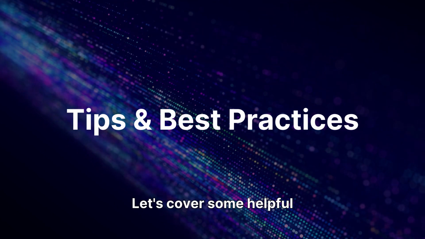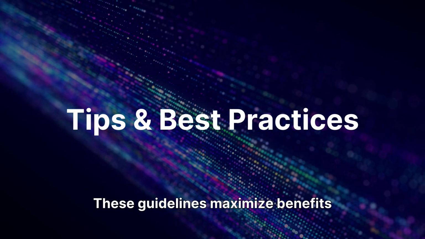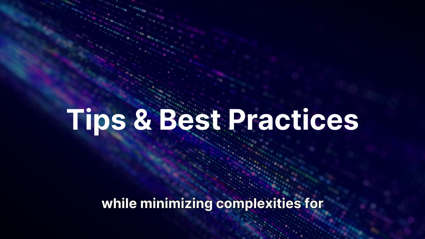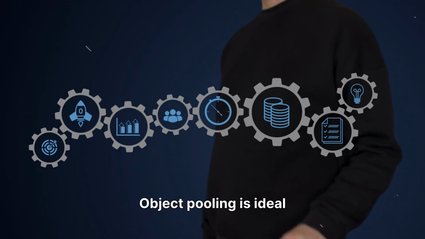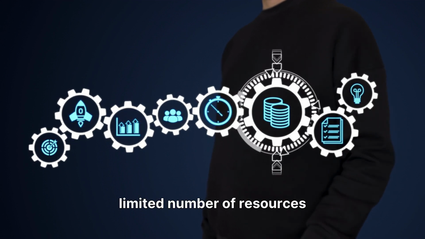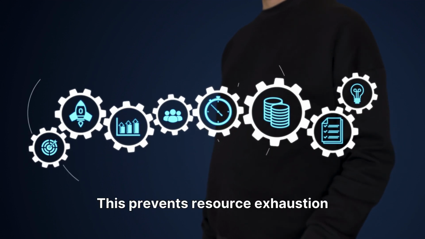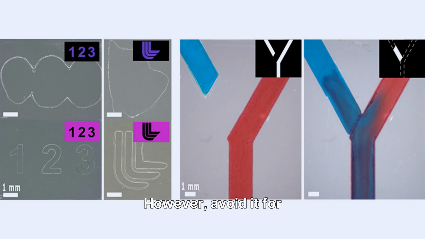Let's cover some helpful tips and best practices for using object pooling effectively. These guidelines maximize benefits while minimizing complexities for robust implementations. Object pooling is ideal when object creation is costly or when a limited number of resources need efficient sharing. This prevents resource exhaustion in demanding scenarios. However, avoid it for simple, lightweight objects where the pooling overhead might exceed the benefits. This adds unnecessary complexity and can be counterproductive.